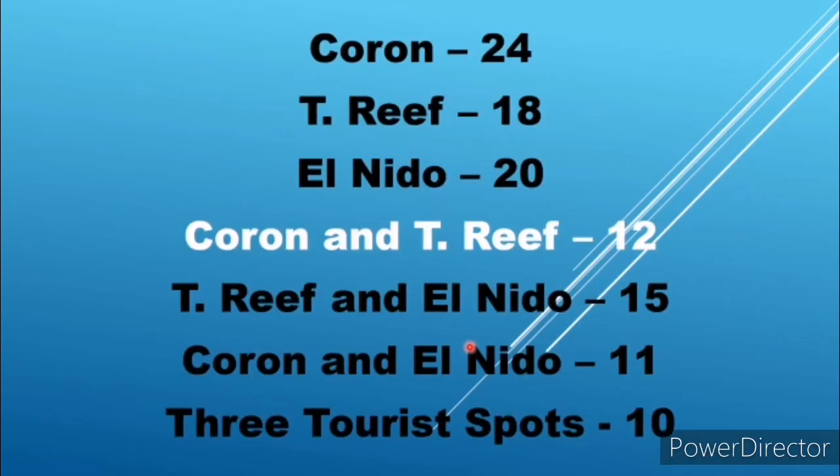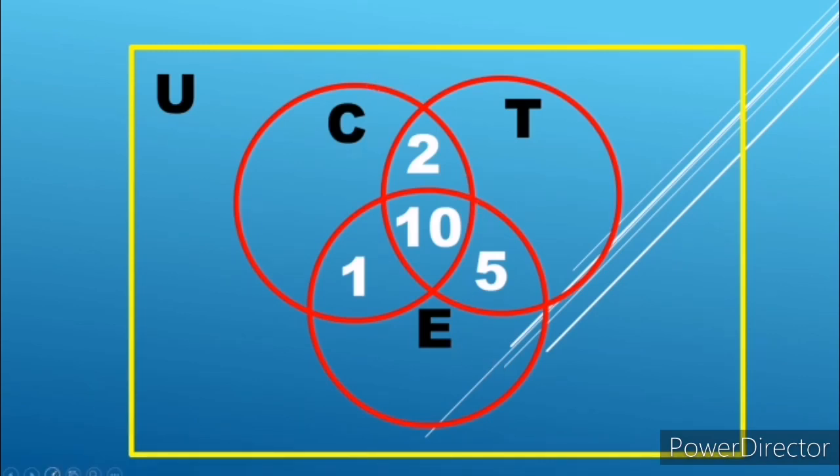Then afterwards, we are going to write 12 na nagpunta ng Coron and Bataha Reef. Since Coron and Bataha Reef siya, it is C or Coron intersection of T, Bataha Reef. Ayan. Bakit po 2 na lang yung nilagay nyo? Of course, meron na kasi tayong 10 dito. So 2 na lang ilalagay natin dito to represent the intersection of Coron and Bataha Reef. 2 plus 10 is 12. So that means 12 yung nagpunta ng Coron and Bataha Reef.